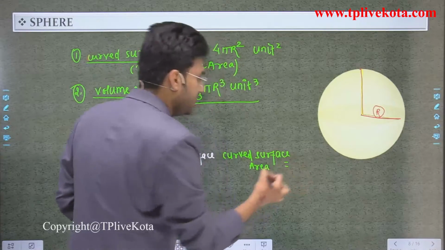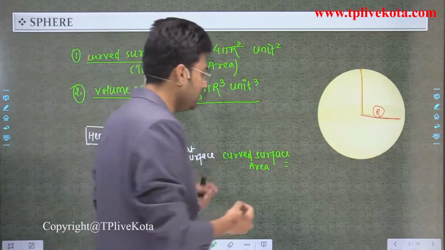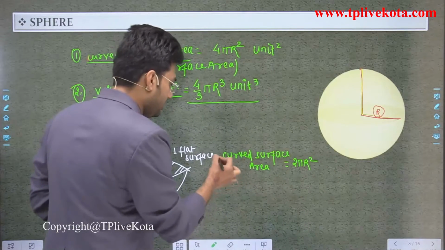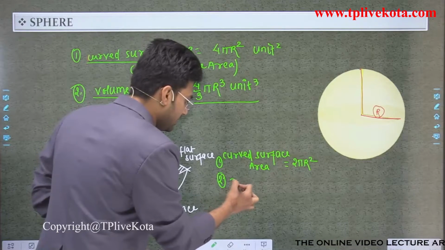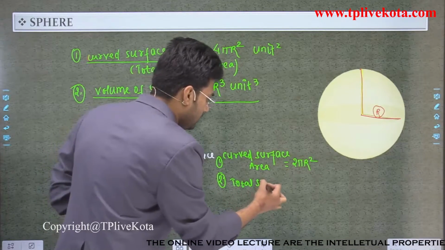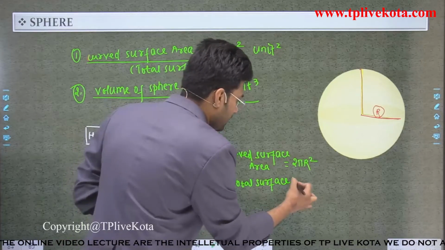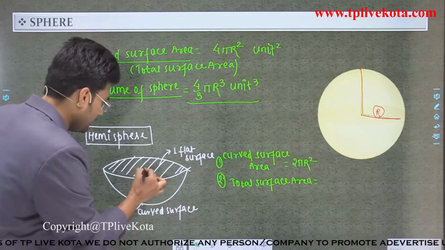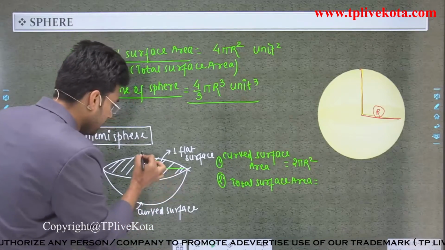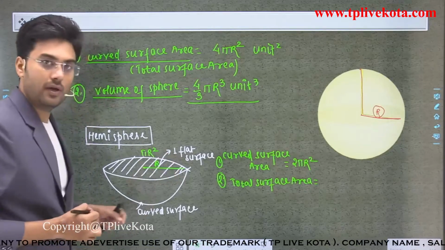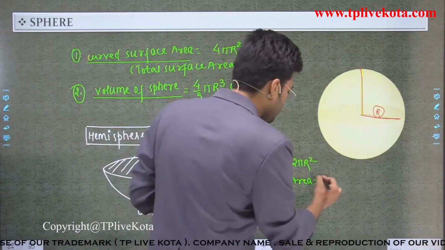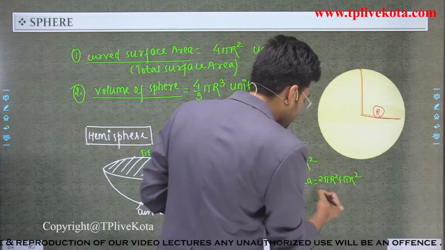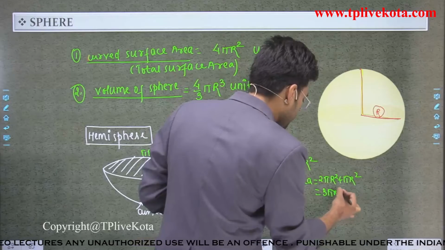So curved surface area is just half of sphere, so it is 2 pi r square. Now after curved surface area, the next is total surface area. The total surface area is what? It is 2 pi r square, plus if this is the radius, then the area of this flat surface is pi r square. So the total surface area is 2 pi r square plus pi r square, that is 3 pi r square.